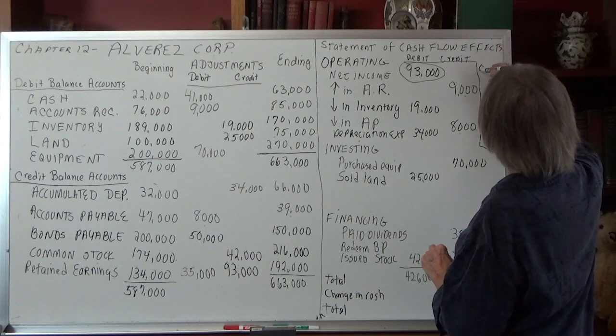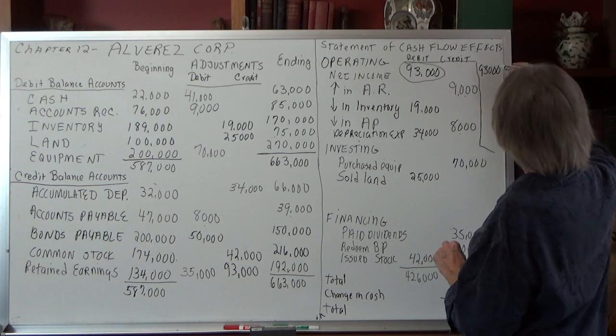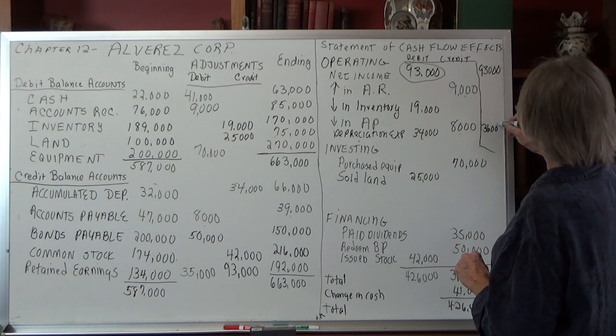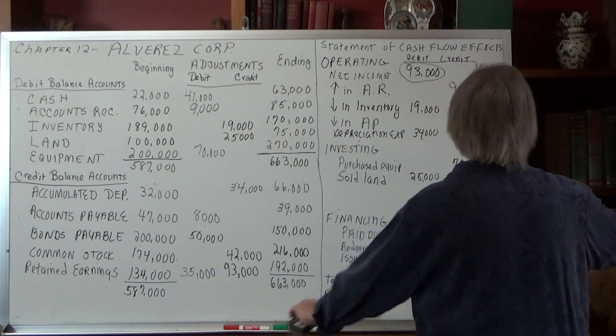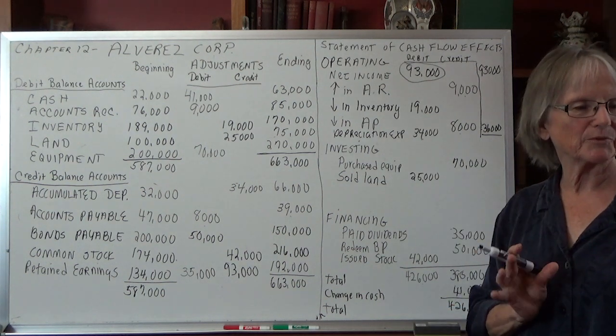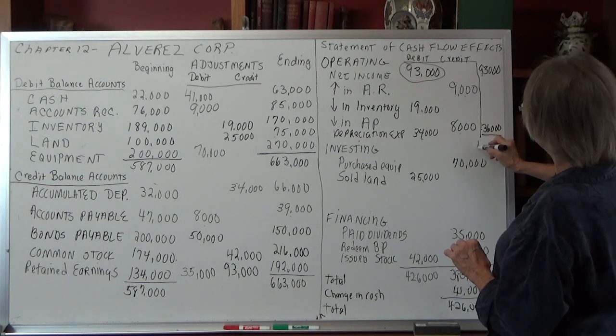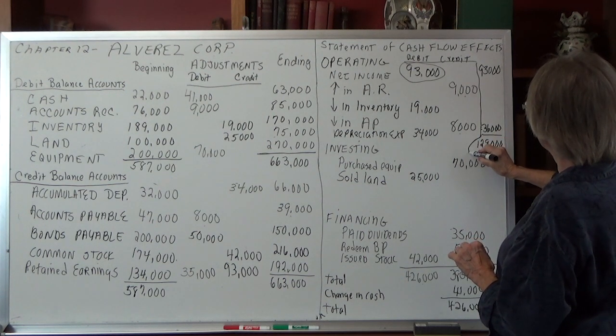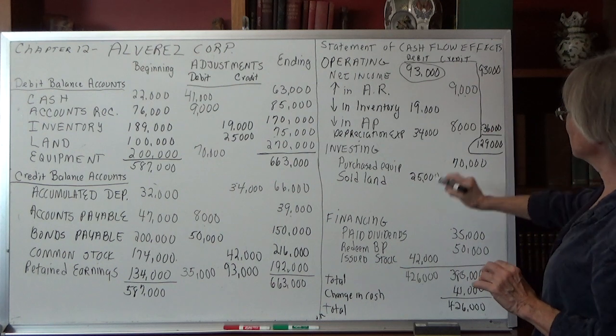I don't know if I can squeeze this in over here, but I'll try it anyway. So we'd have 93,000, and then with the adjustments, it would be 36,000, and so we would get total cash provided or used by operating activities of 129,000. Let me make this loop out there, okay? So that would be the first part of it.